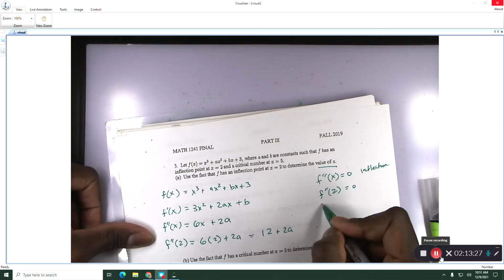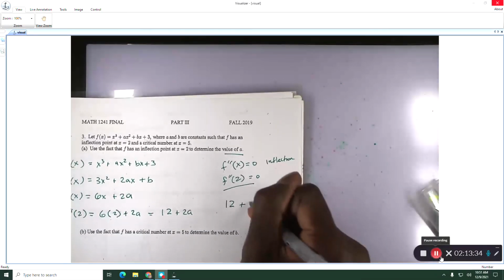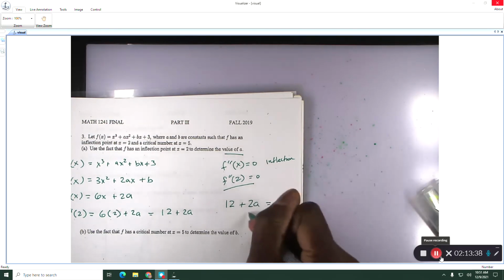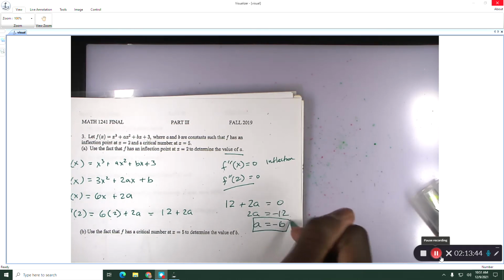But I'm looking to find the value of a. Well, I also know that this is equal to 0. So I can set 12 plus 2a equal to 0 and solve. I get 2a equals negative 12. A is equal to negative 6. Done.